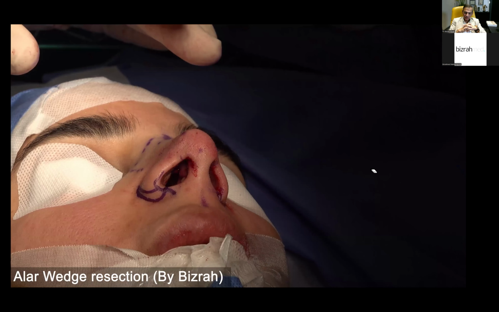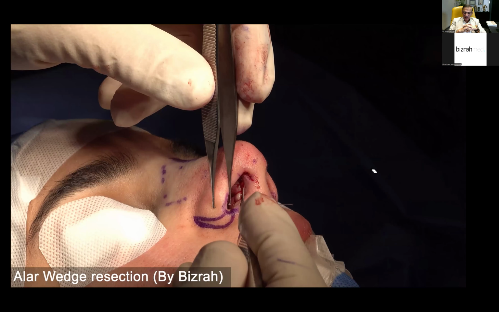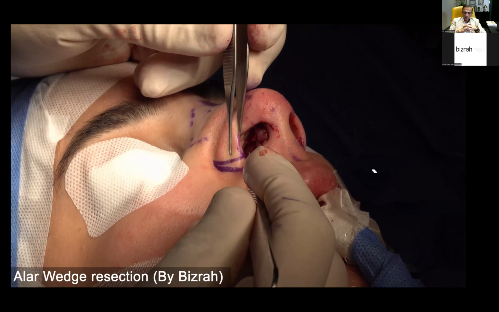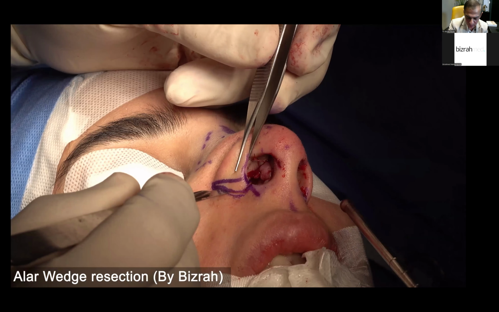Other side now. And again, we do the other side. Again, it will be done the same way. I think we can bypass it because it will be the same.